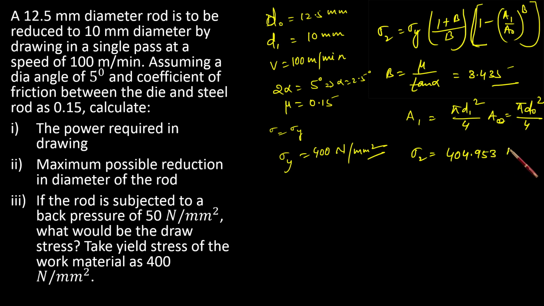So just put all the values in the sigma 2 formula and calculate sigma 2, that is 404.953 megapascal. Now sigma 2 is calculated. Can we calculate force? Force is sigma 2 into area A1, right? So A1 is this one, so just put it there and get the value.